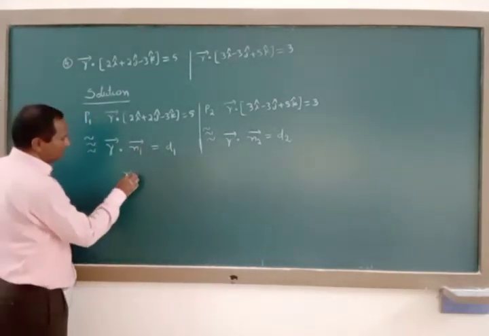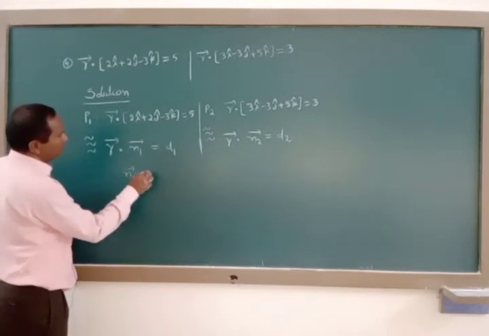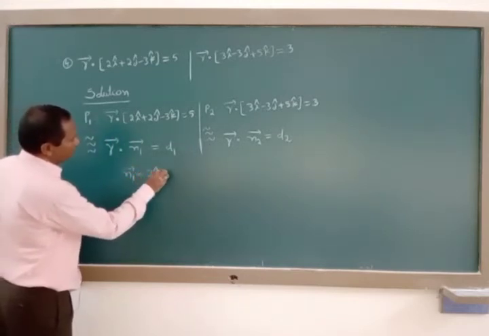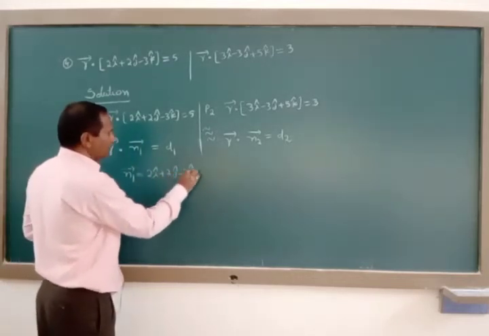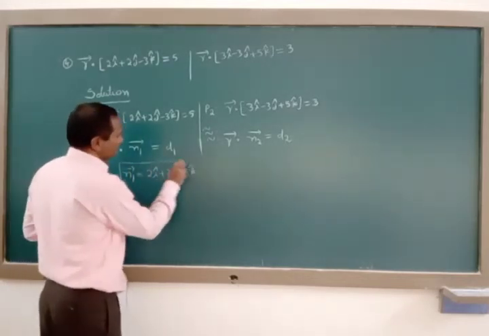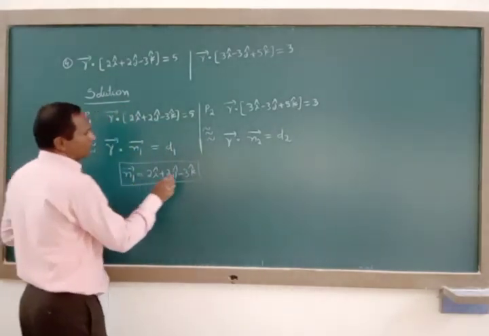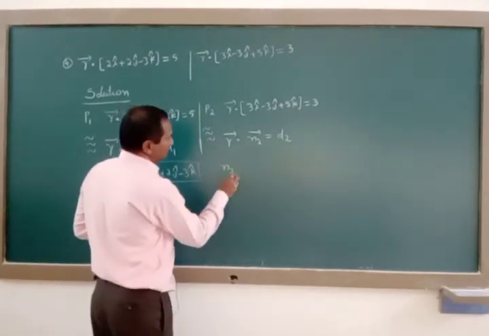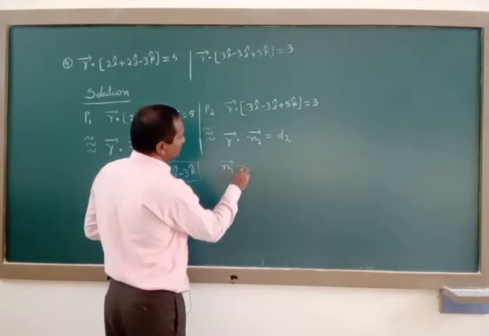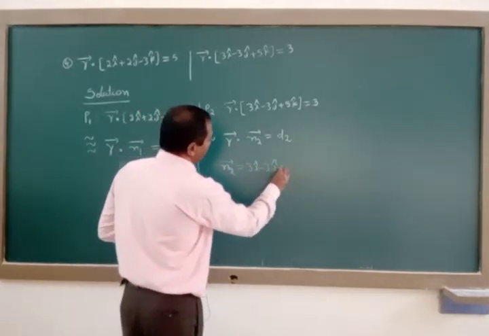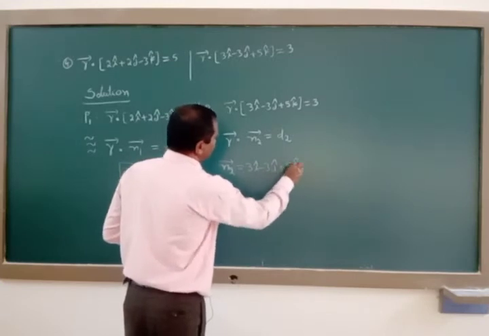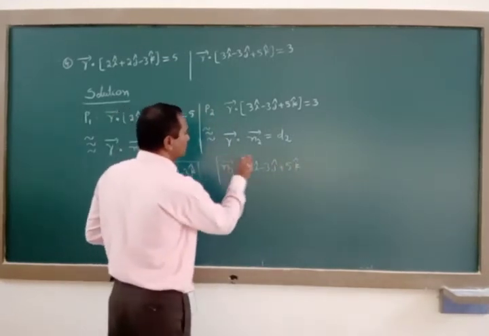That is, n1 vector is equal to 2i cap plus 2j cap minus 3k cap. One vector we got. Here also n2 vector is equal to 3i cap minus 3j cap plus 5k cap. We got another vector, n2, also here.